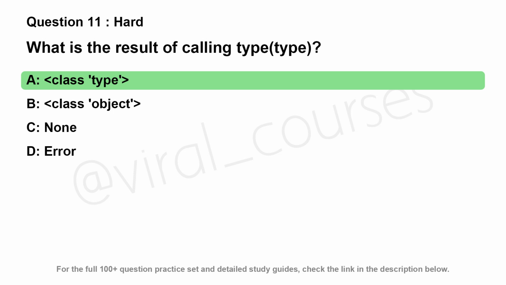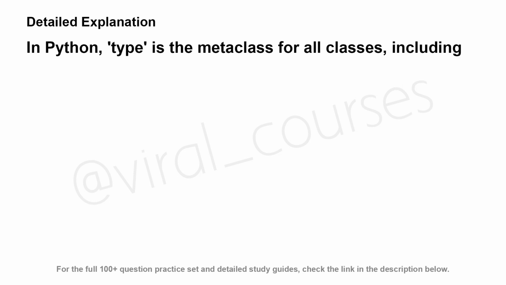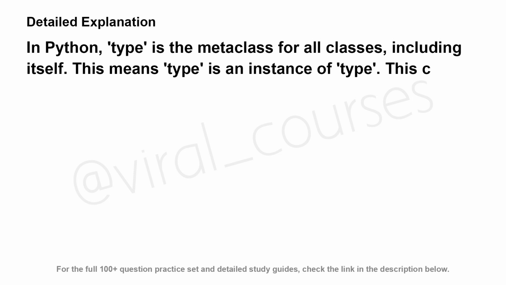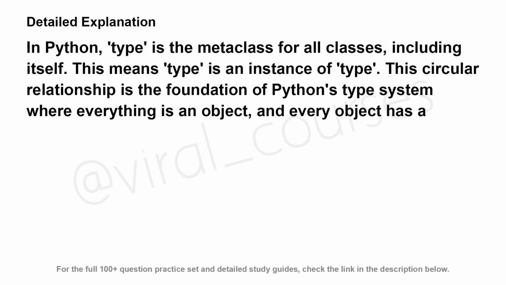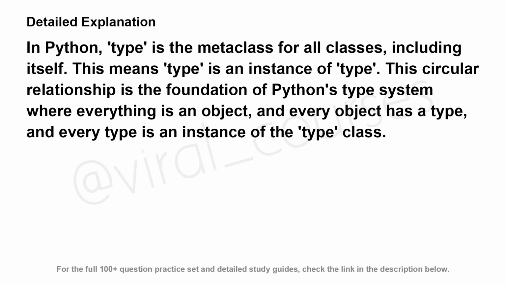The correct answer is A. In Python, type is the metaclass for all classes, including itself. This means type is an instance of type. This circular relationship is the foundation of Python's type system, where everything is an object, and every object has a type, and every type is an instance of the type class.